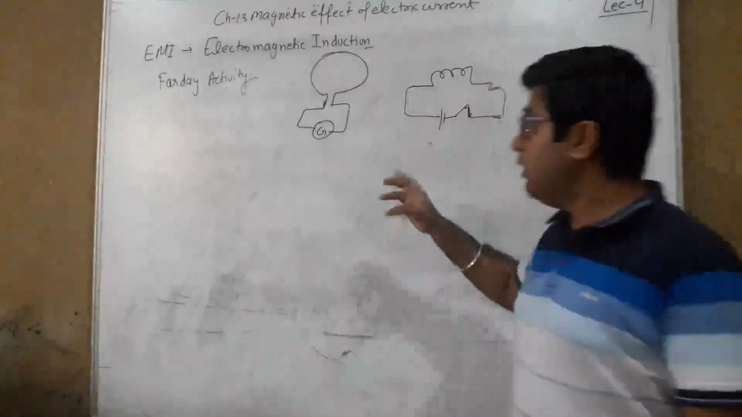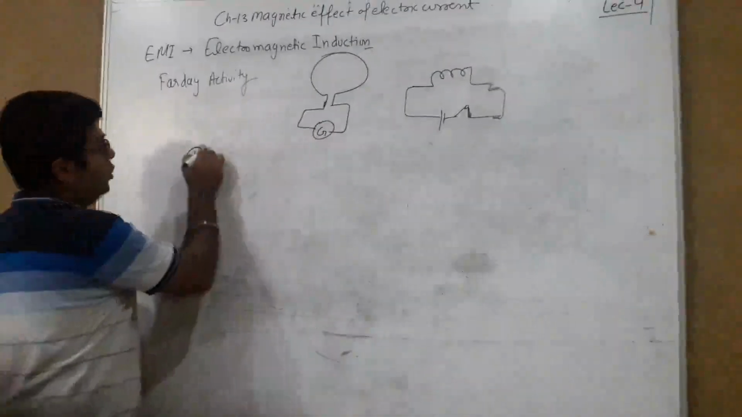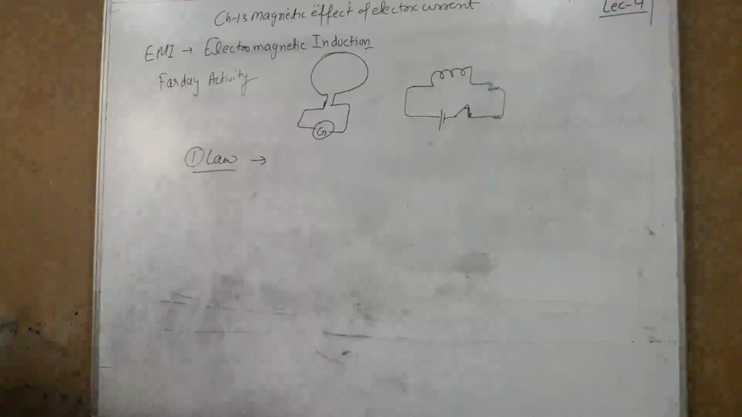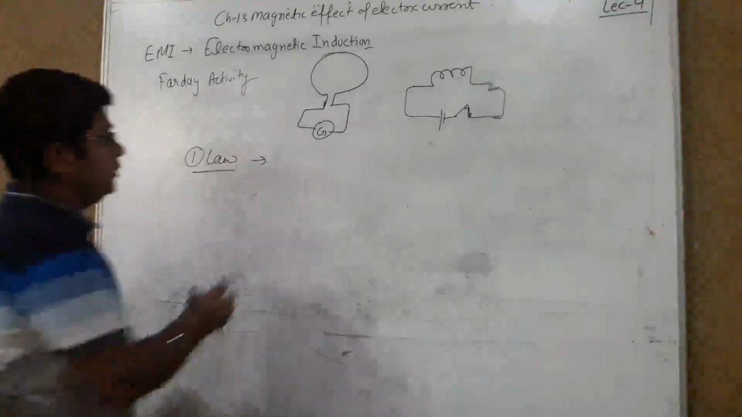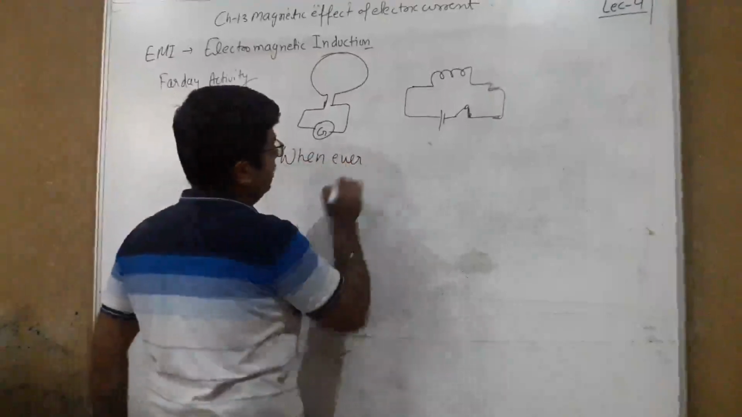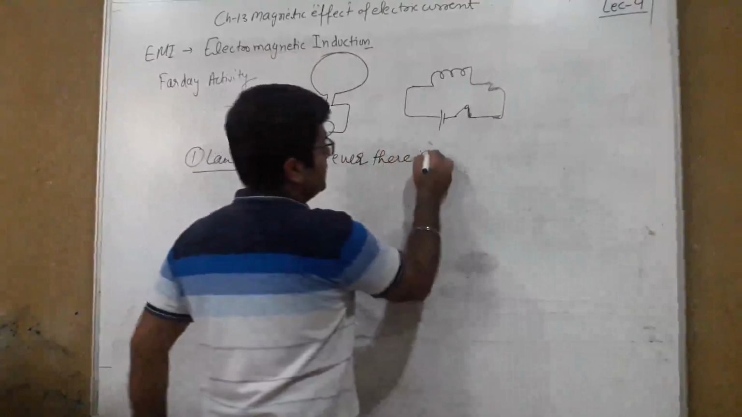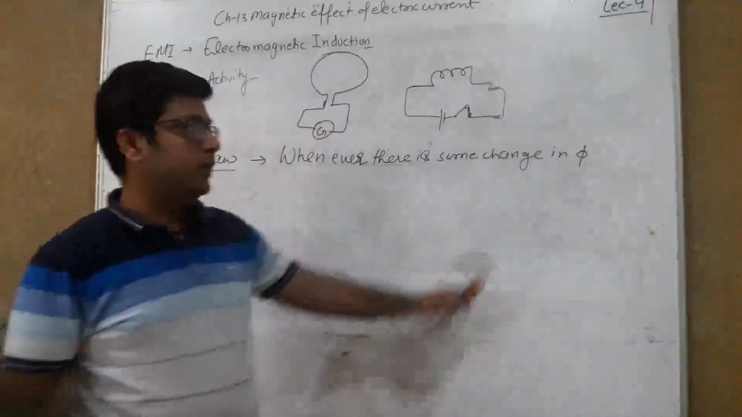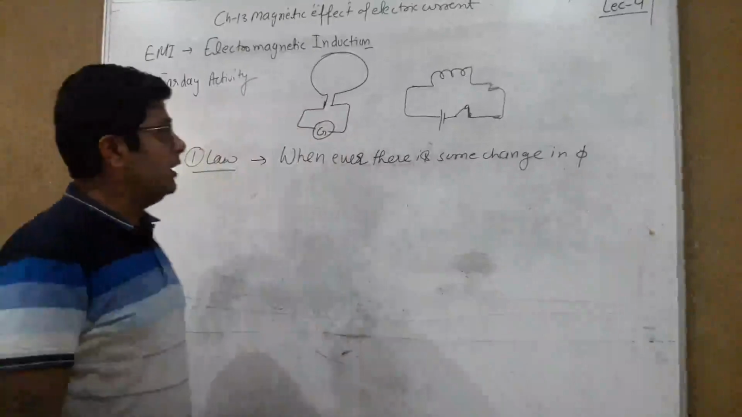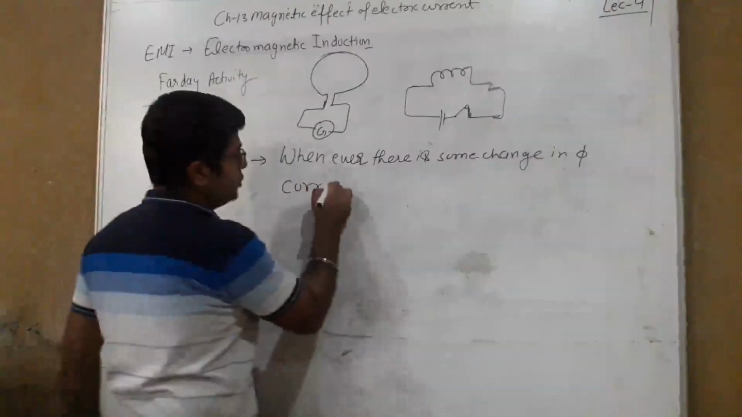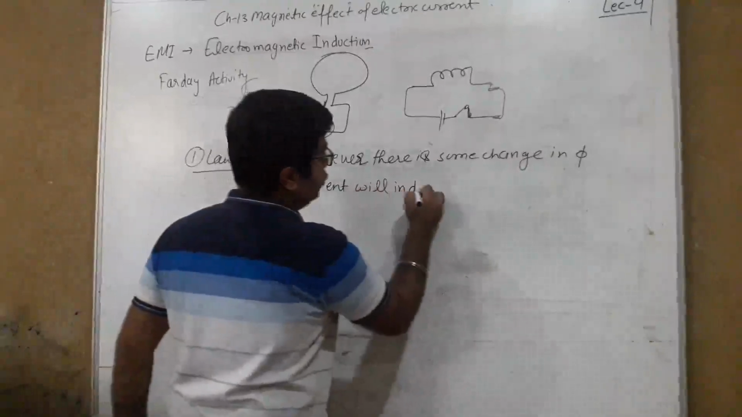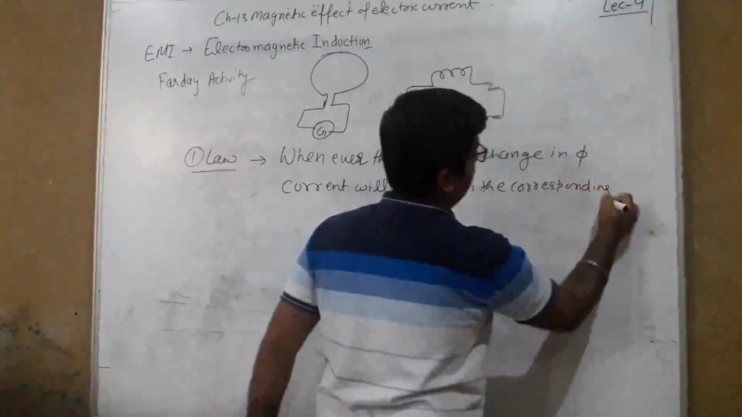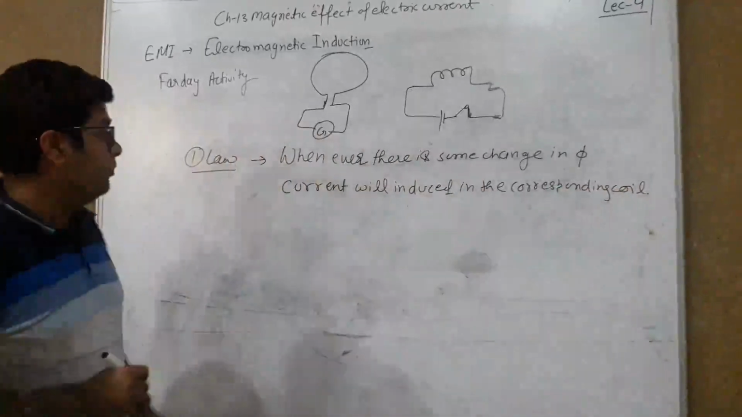So now the conclusion, Faraday's laws. The first Faraday law says, note it down, whenever there is some change in flux, I think you know it very well, flux is magnetic field lines per unit area. So whenever there is some change in flux, current will be induced in the corresponding coil.